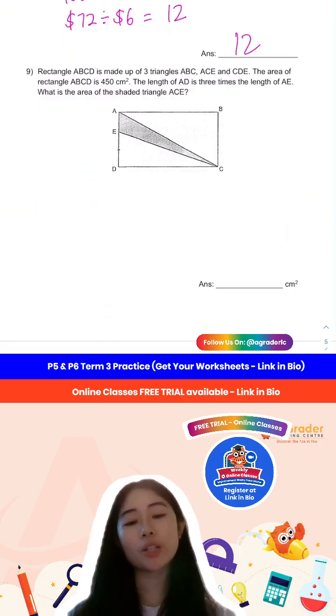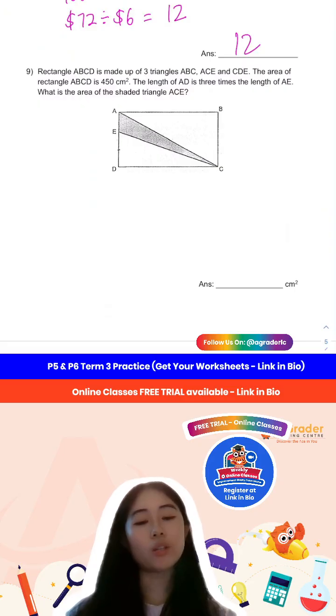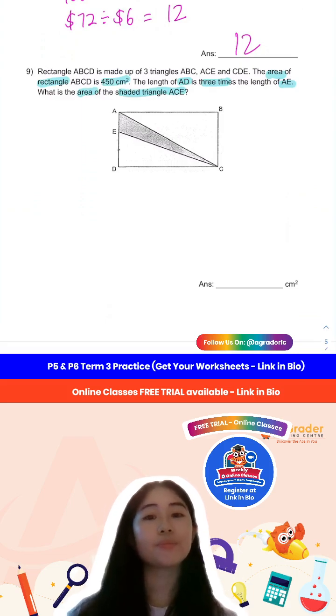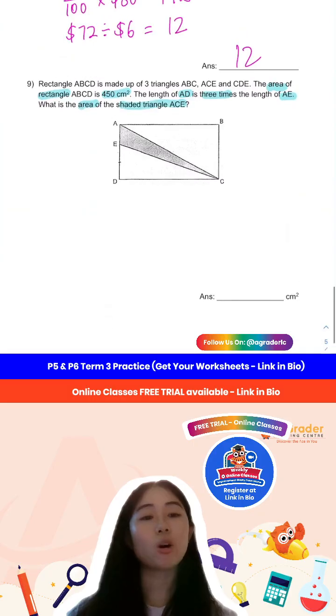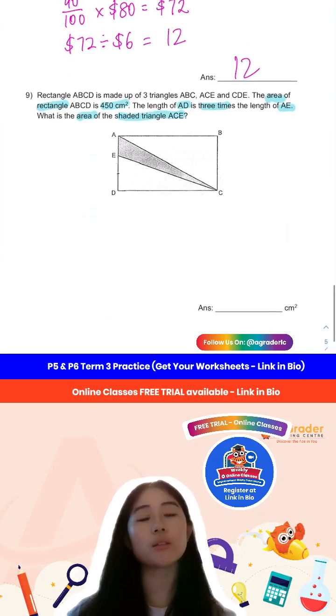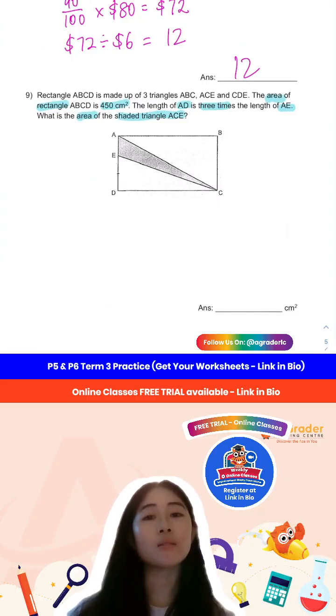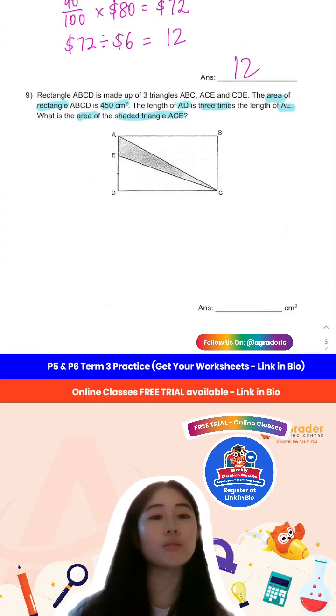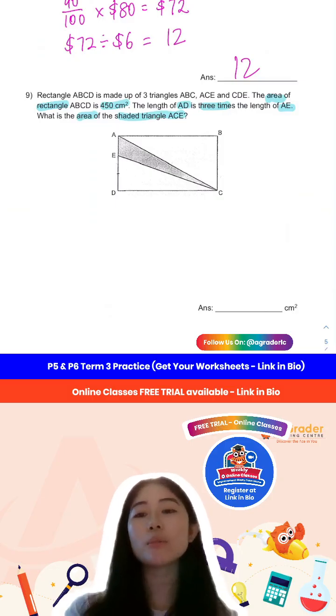Alright, so we're looking at question 9 now. Rectangle ABCD is made up of 3 triangles. The area of this rectangle is 450 cm square. The length of AD is 3 times the length of AE. What is the area of shaded triangle ACE? Oh, scroll down a bit, is it? Okay, sure. Is it better now? Can y'all see the question now? Okay, I'll give you some time to solve it.